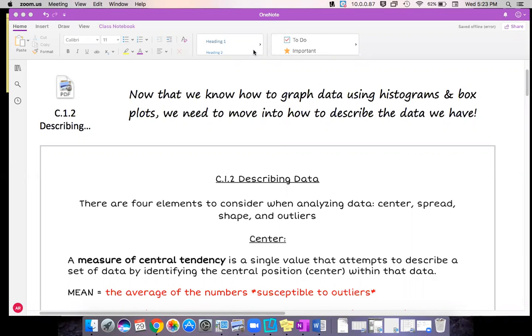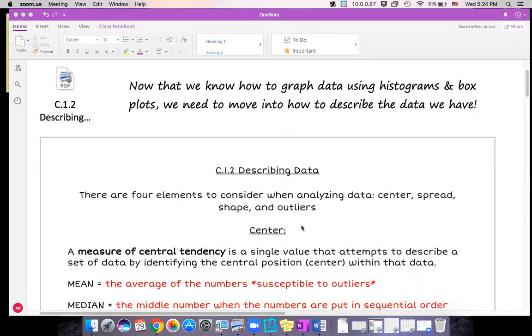This is just gonna be a real quick video on how we describe data. So now that we know how to graph data using histograms and box plots like we learned last week, we need to move into how to describe the data that we have. There are four elements that you have to consider when analyzing data: the center of the data, so what's around the middle of your data, the spread of the data, how far spread out it is, the shape of your data, and the outliers.